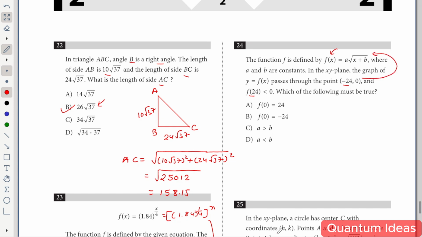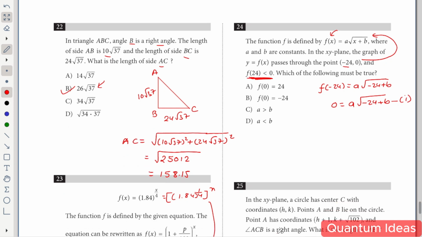So f of minus 24 will equal a root over minus 24 plus b. And f of minus 24 is basically y is 0, right? 0 equals a root under minus 24 plus b. So this is our one equation, and you can see here we don't know about the nature of a or b. So to know what a is, in order to satisfy this equation, we have to check this condition also.